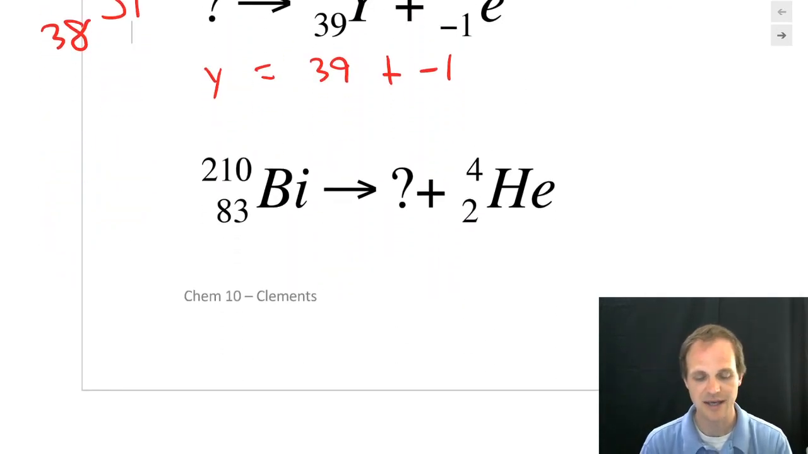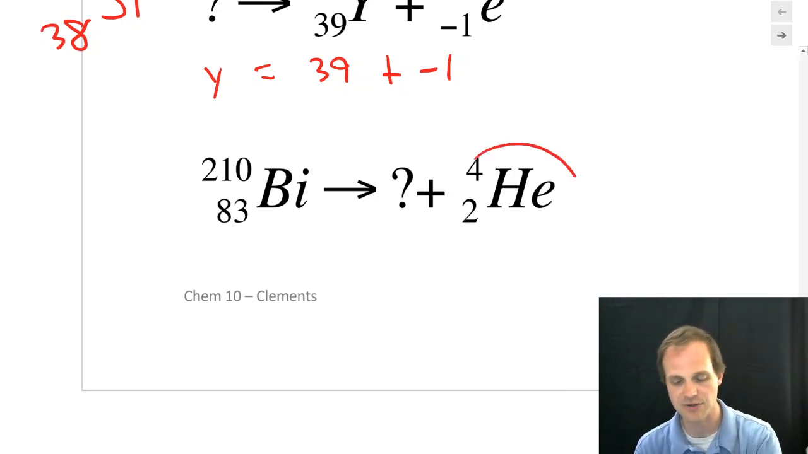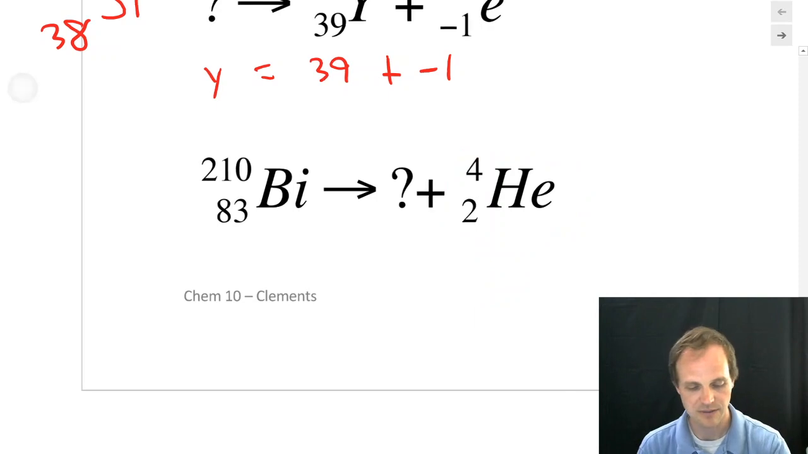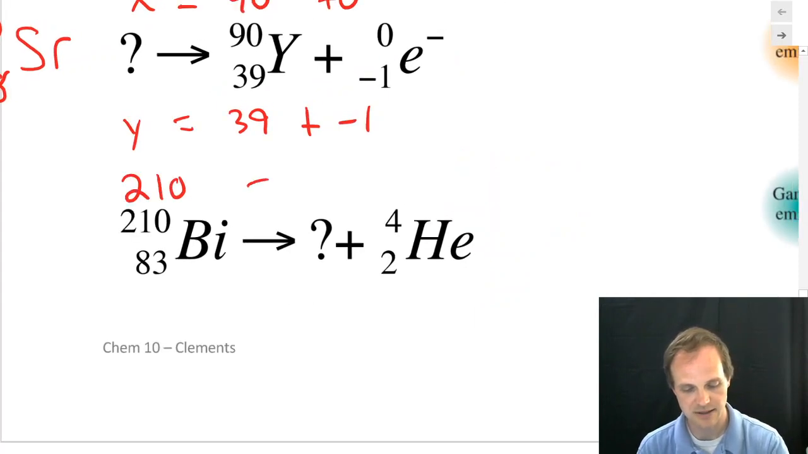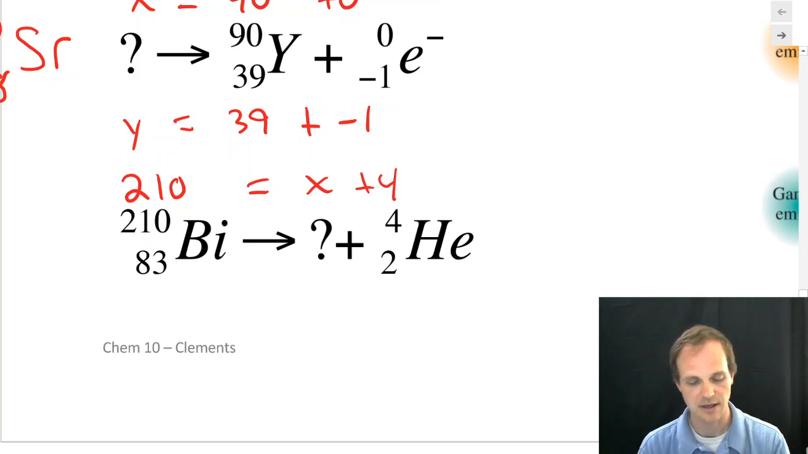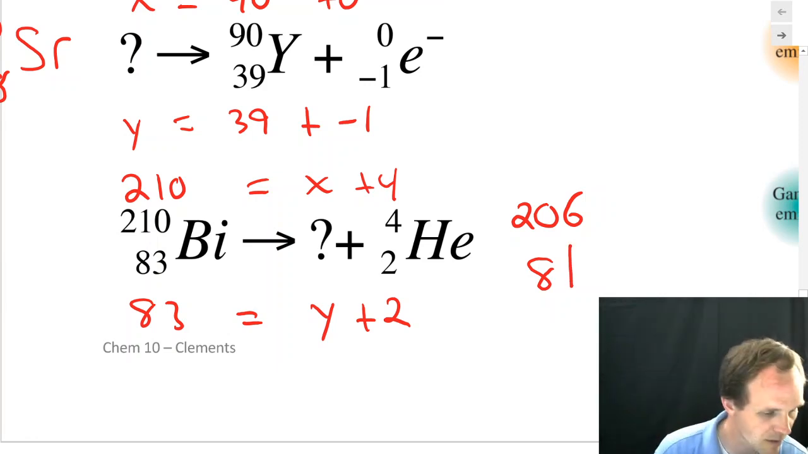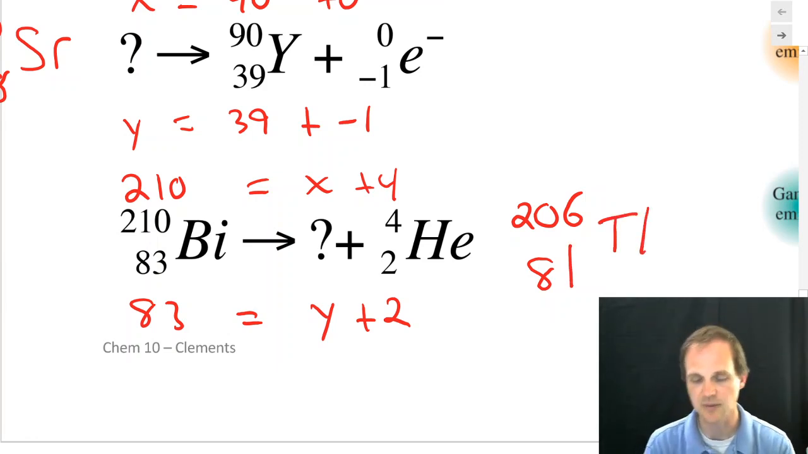Last one on this page. Bismuth 210 is falling apart, forming something plus 4, 2, He. And if you remember, 4, 2, He is the same as an alpha particle. So what are we going to do? Balance mass number and atomic number. 210 is equal to x plus 4. Well, that gets us 206. And then 83 is equal to y plus 2, and that is an 81. We go over to our periodic table and we find that element 81 is Tl, so it's thallium 206. So bismuth 210 undergoes alpha decay to form thallium 206.